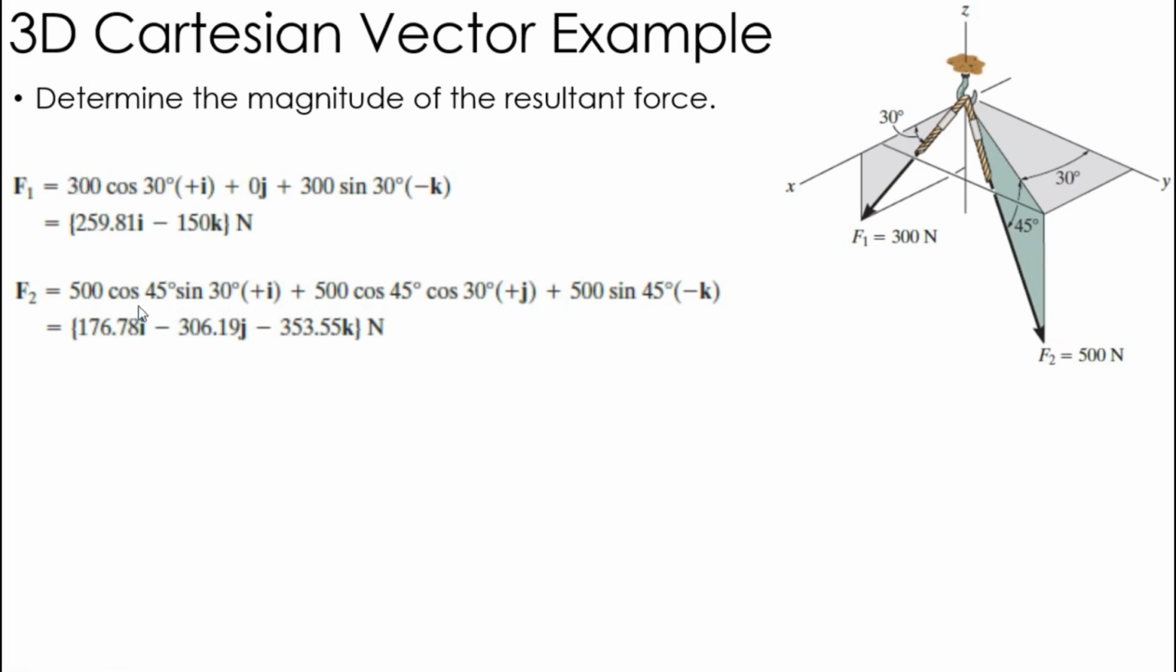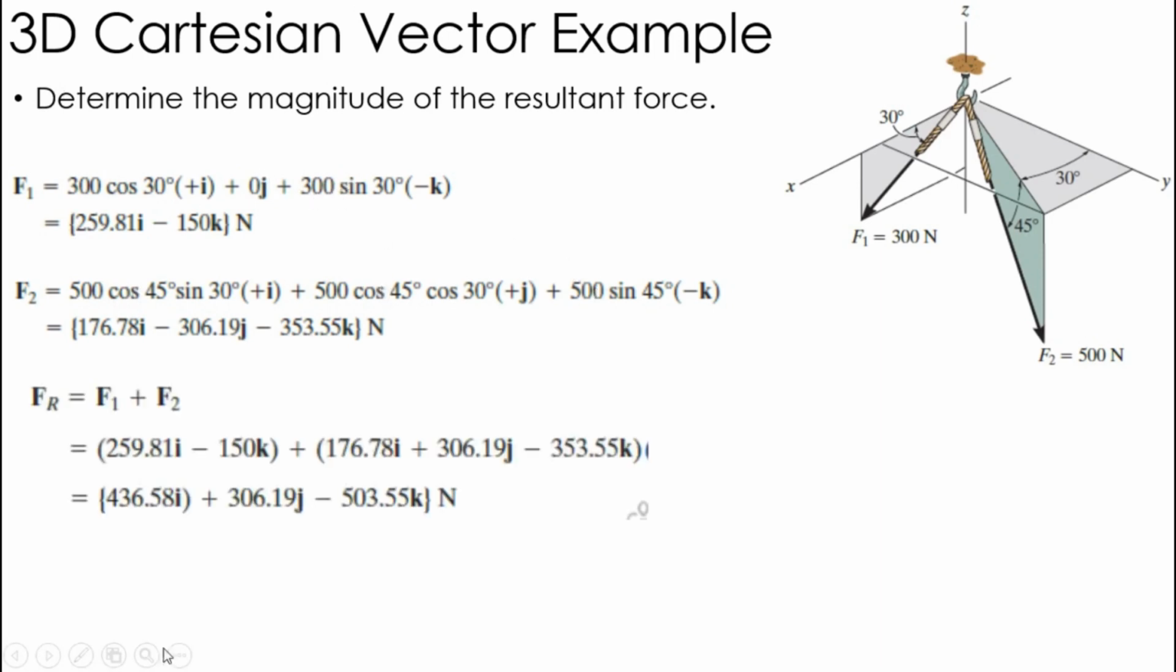Now, in order to find the resultant, I simply sum up my i's, sum up my j's, and sum up my k's, as shown here. Here's F1 calculated up here, and here's F2. So I take i plus i, 0 plus this j, and then this k plus this k, and I get this as my resultant force.